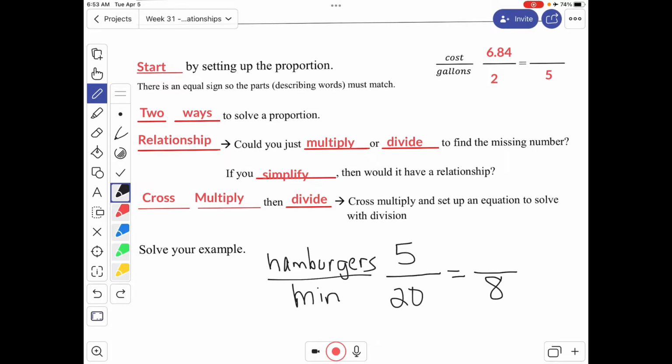I can divide 5 and 20 both by 5. And so it simplifies to 1/4. Now look, there's a relationship. What can I do to 4 to make it an 8? I can multiply by 2. So if I do that on top, 1 times 2 would get me 2. So my missing number is 2. He could eat 2 hamburgers in 8 minutes.